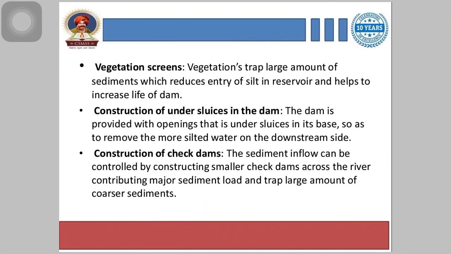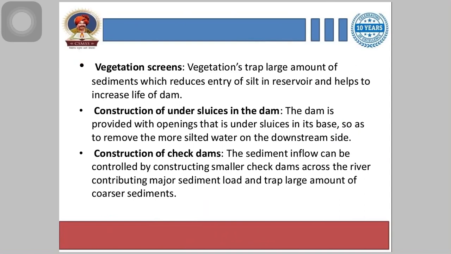Again, construction of under sluices in the dam. In this, the dam is provided with openings. These openings are under sluices in its base. These openings are provided to remove the more silted water on the downstream side. So the main purpose of these under sluices is to remove the more silted water on the downstream side.